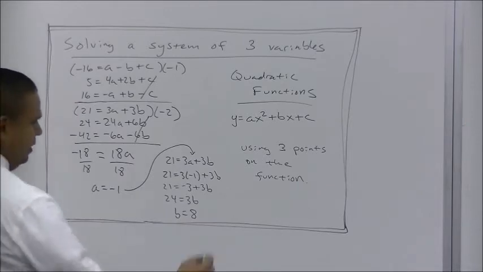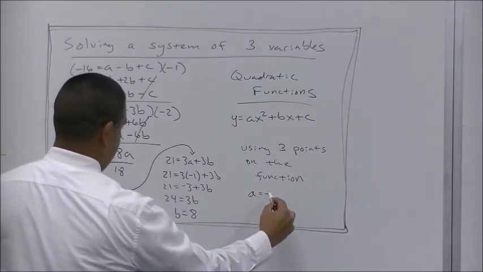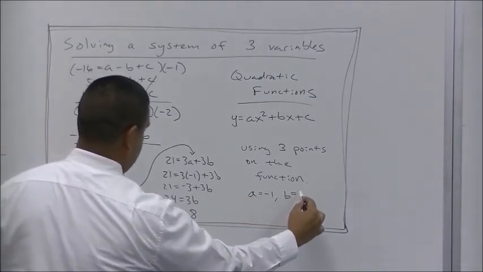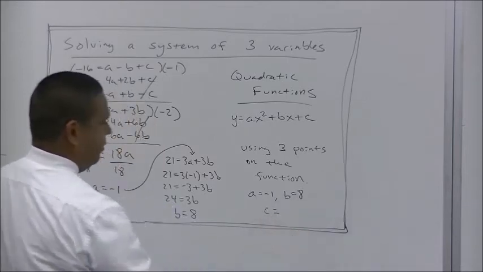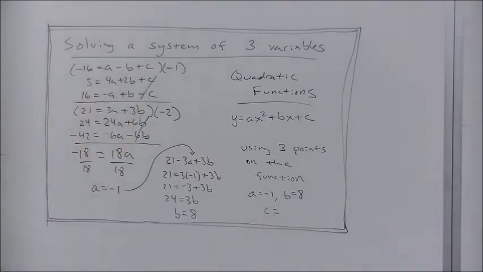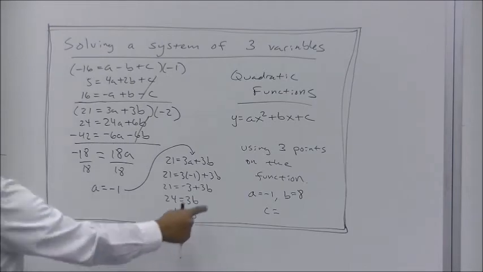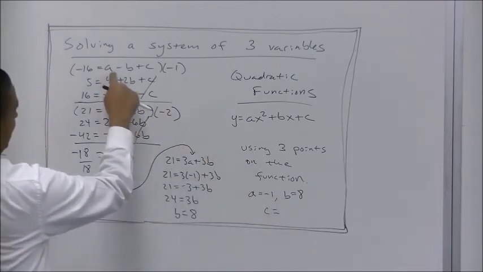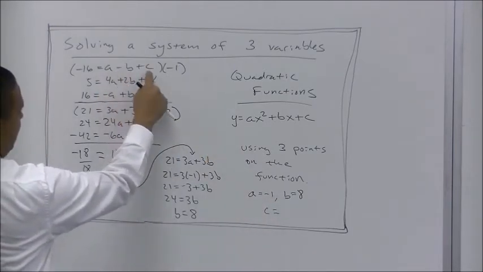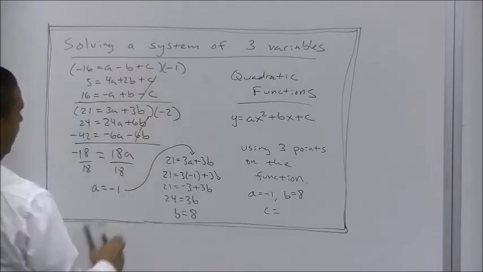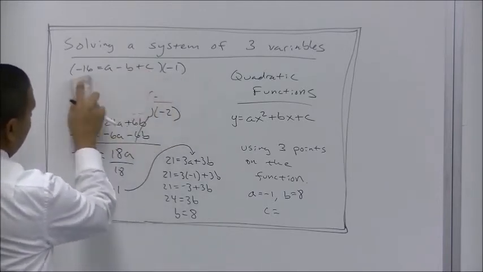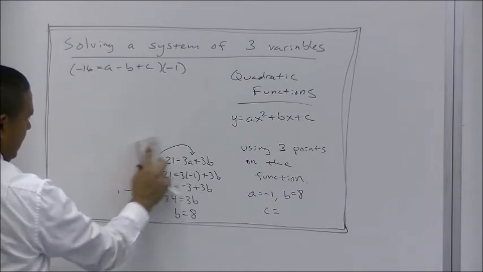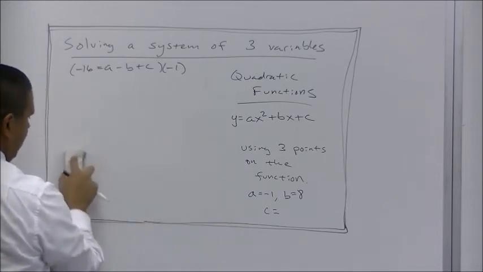8. So we found a, it's -1. B is 8. How are we going to find c? Plug them in back up to here. You got a and b, plug them in and you can find c. So I'm going to erase all this. And we're almost done.